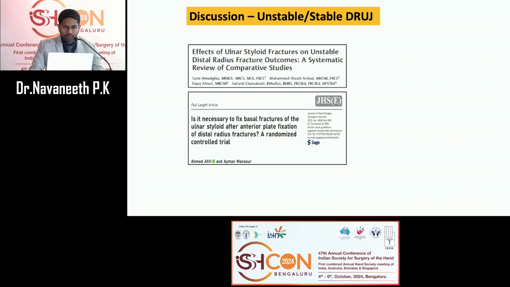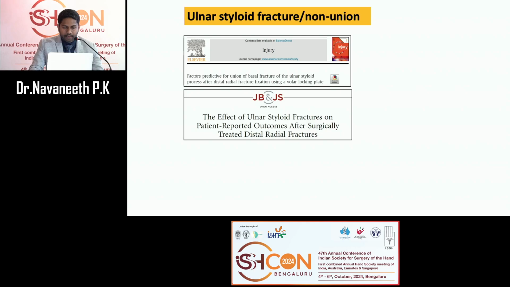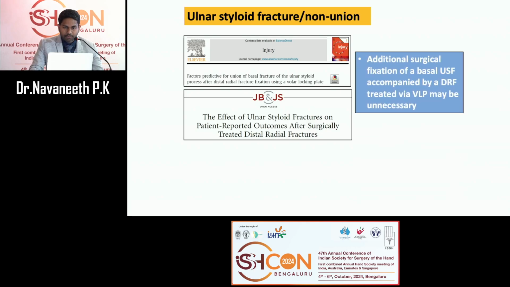And in the literature review, comparing one study, a systematic review, and another randomized control trial, showing unstable and stable DRUJ, it shows no statistical difference in functional outcome between fixation or non-operative treatment of the ulnar styloid. And another study which included ulnar styloid fractures in treated distal radius fractures shows that additional surgical fixation is not needed in distal radius fractures which are fixed with plating.